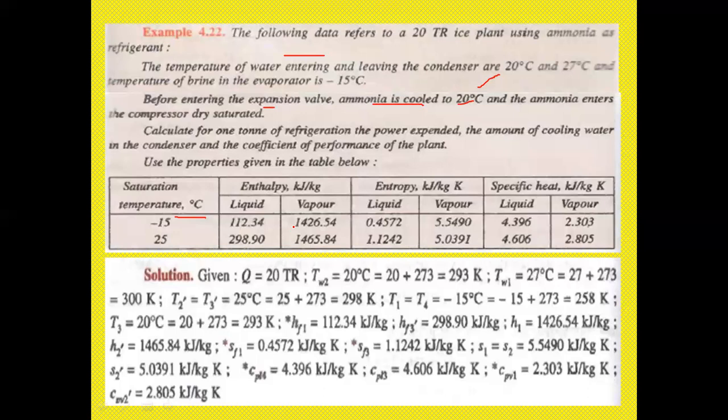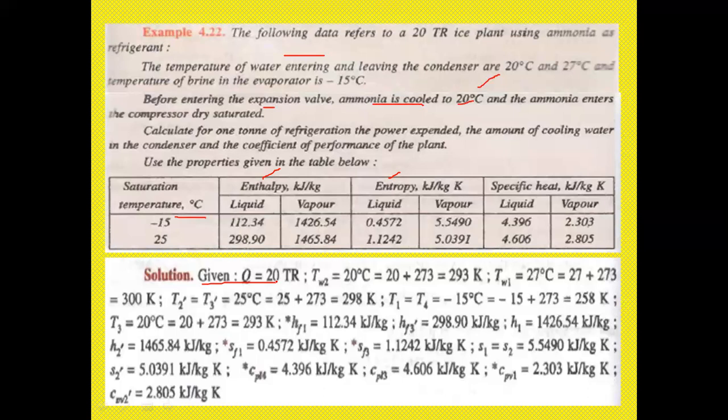Now write the given data as per the question. Before solving the problem, you first have to understand what is being asked. This is the enthalpy, this is the entropy, this one is the specific heat. Now write the given data as per the question: the discharge Q is equal to 20 tons.